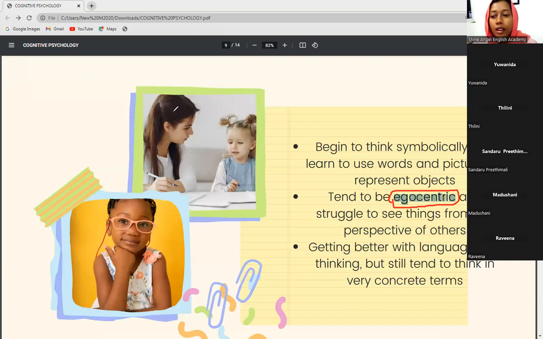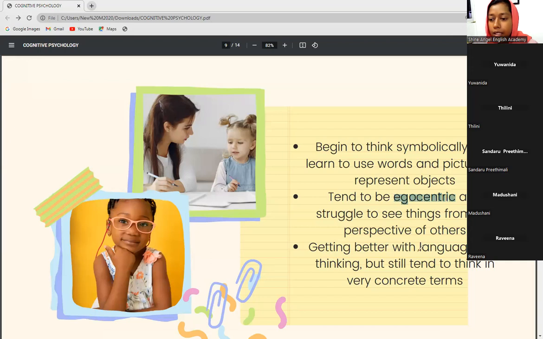So they are very egocentric, which means they are very selfish and they struggle to see from the other person's perspective. They don't wear the other person's shoes and see from their side, right? So what do they do? They will be very selfish, they want this, want that, they have this very huge ego.